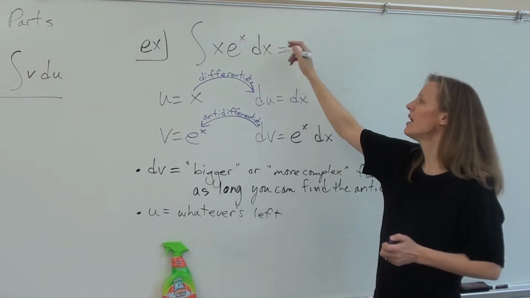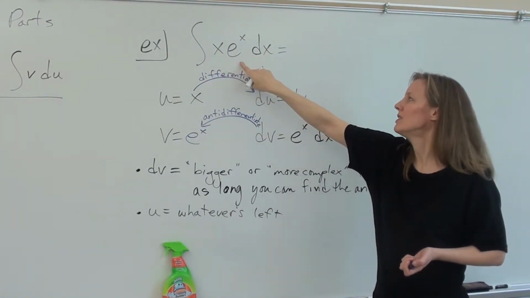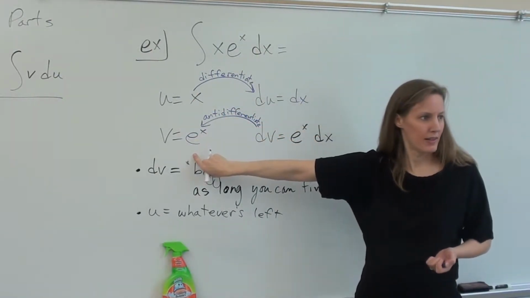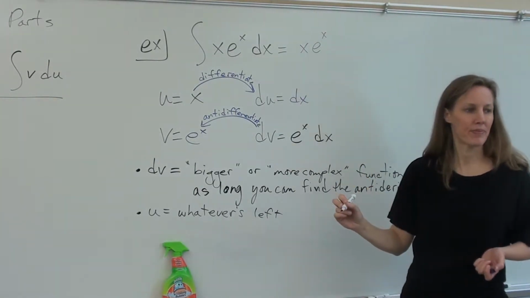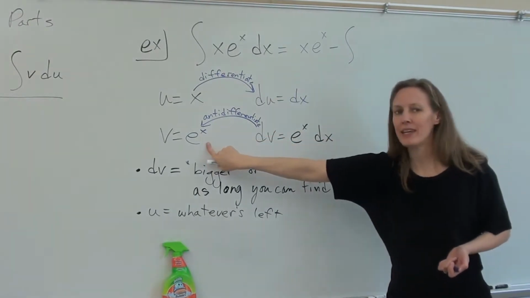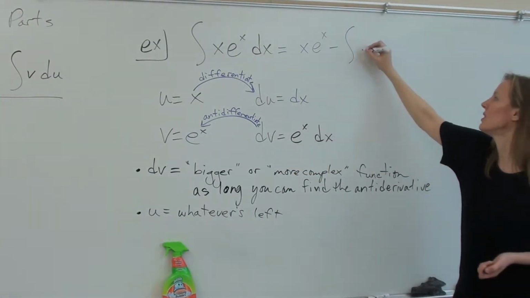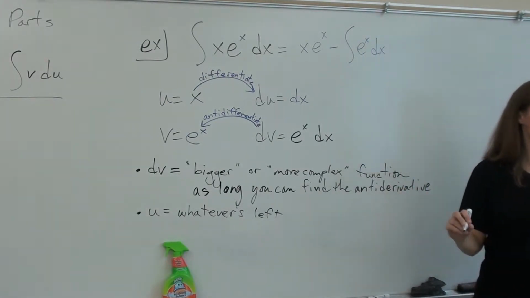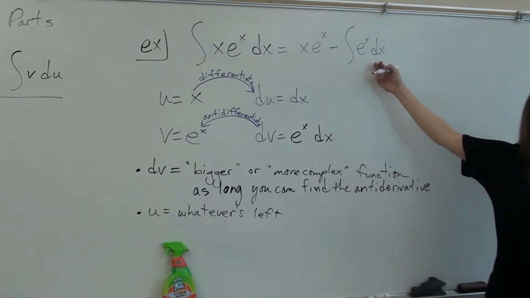So now, here's where we use the formula. The integral of u dv equals uv, so x e to the x, minus the integral of v du. So e to the x dx. Hopefully the integral of v du is something you can do.